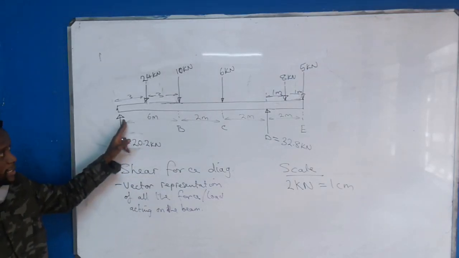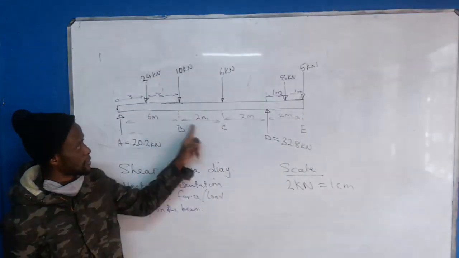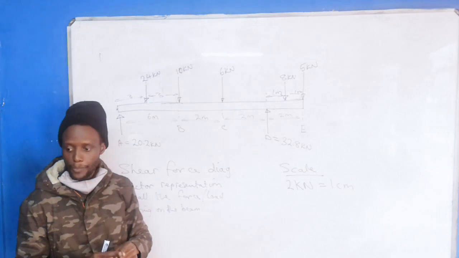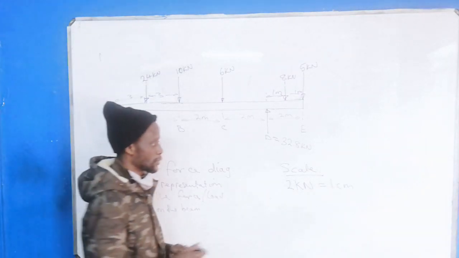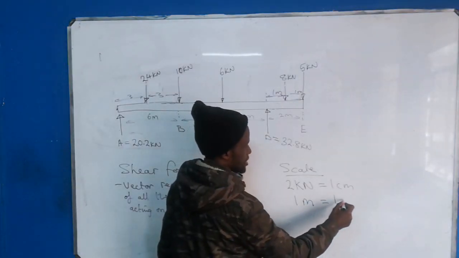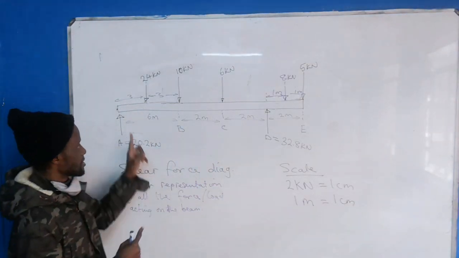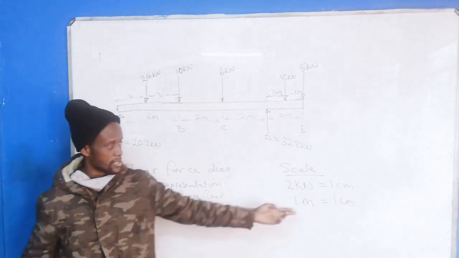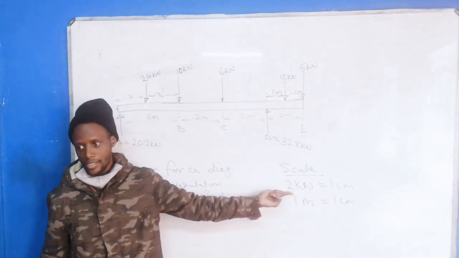Also the length, we need to represent the length of the beam. The beam is a total of 12 meters. Your page cannot draw 12 meters. So what we will say is that 1 meter on our page is represented by 1 centimeter. Okay, which means since this is 12, you draw a line 12 centimeters. This one is easy and you only draw it once. Where will we keep dividing it on this side?